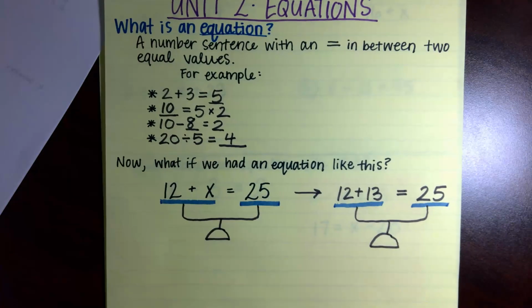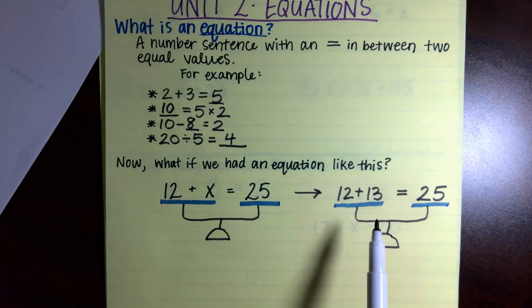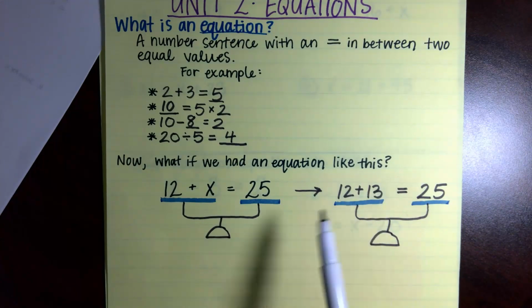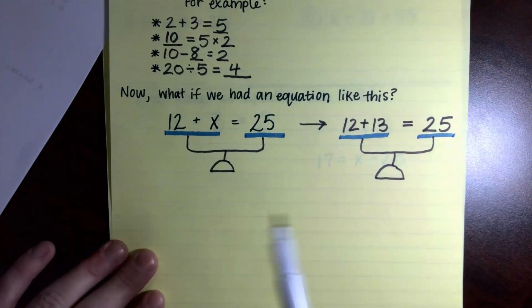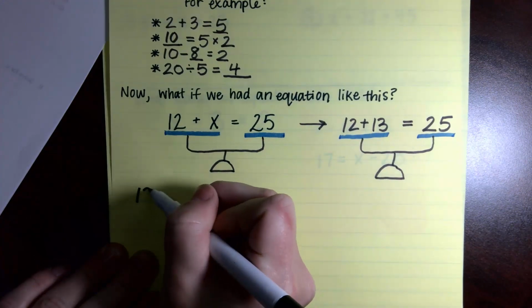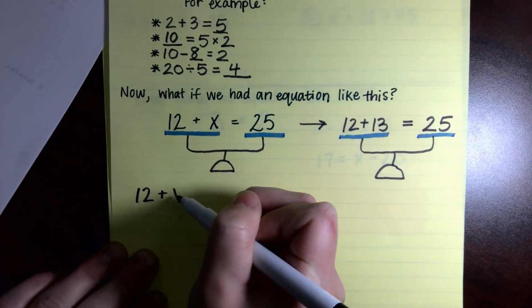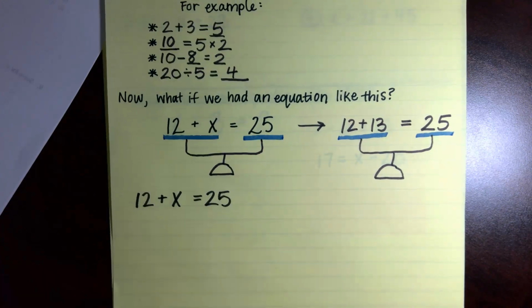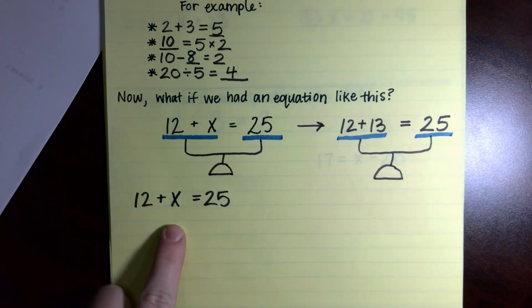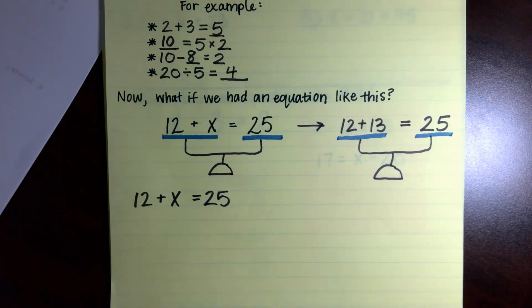All right. So let's talk about what we actually did here to figure out that x was 13. I'm going to write this down here again. We have 12 plus x equals 25. What did we do to figure out that x needed to be 13? I subtracted 12 from 25. Yeah, you subtracted 12 from 25.